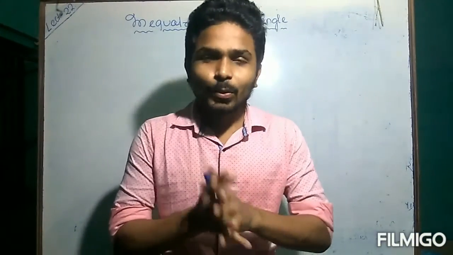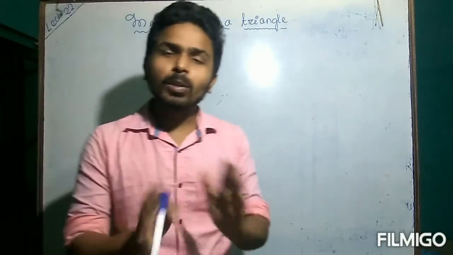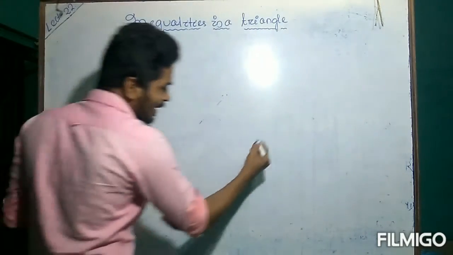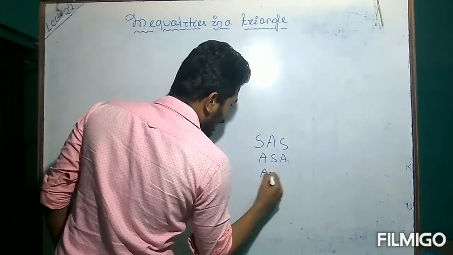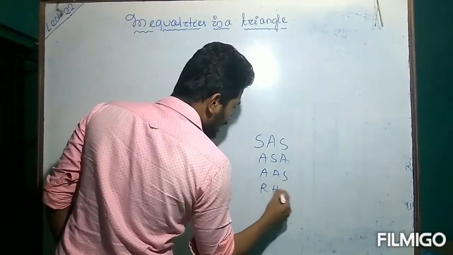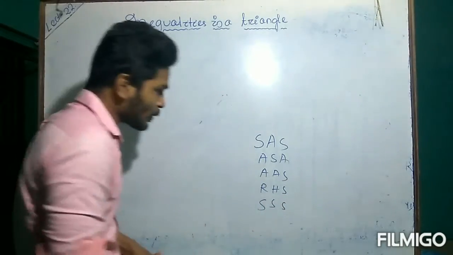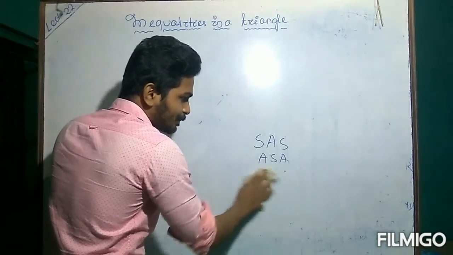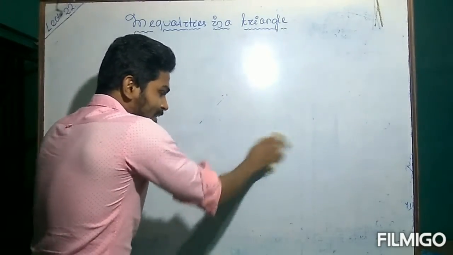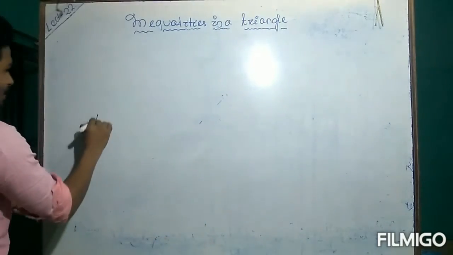Hello students, so we have completed exercise 7.3, and till now we have completed all the 5 congruency rules of triangles, such as SAS, ASA, AAS, RHS and SSS. Besides these 5 congruency rules, we have also discussed 5 theorems. Understood? Okay.